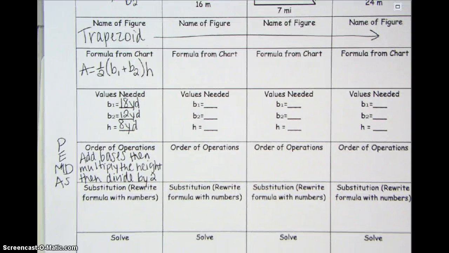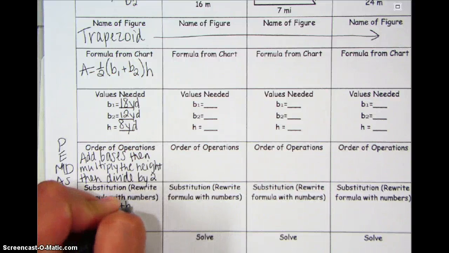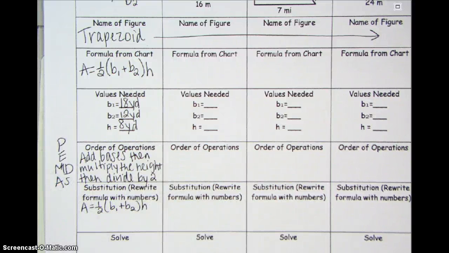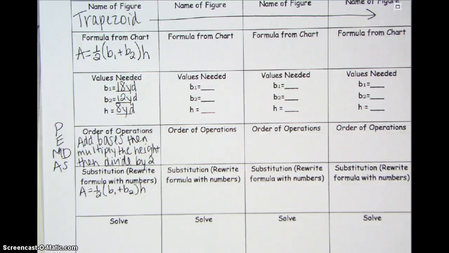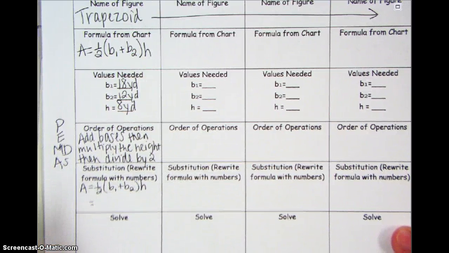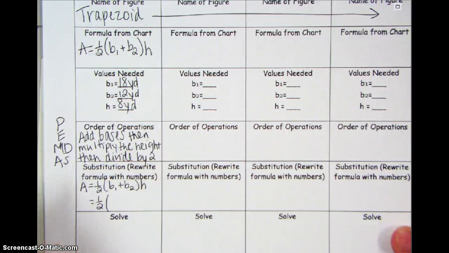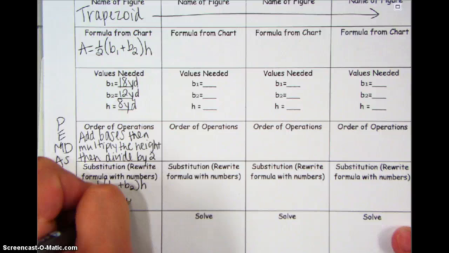Okay, so for substitution, let's write our formula again, because the more we write this formula, the more we'll remember it and be more familiar with it. Okay, so area equals 1/2 of the base 1 plus the base 2 times the height. Now I'm going to substitute in what I know. Of course, the 1/2 is going to stay there. My base 1 we said was 18. Base 2 was 12. And my height is 8.